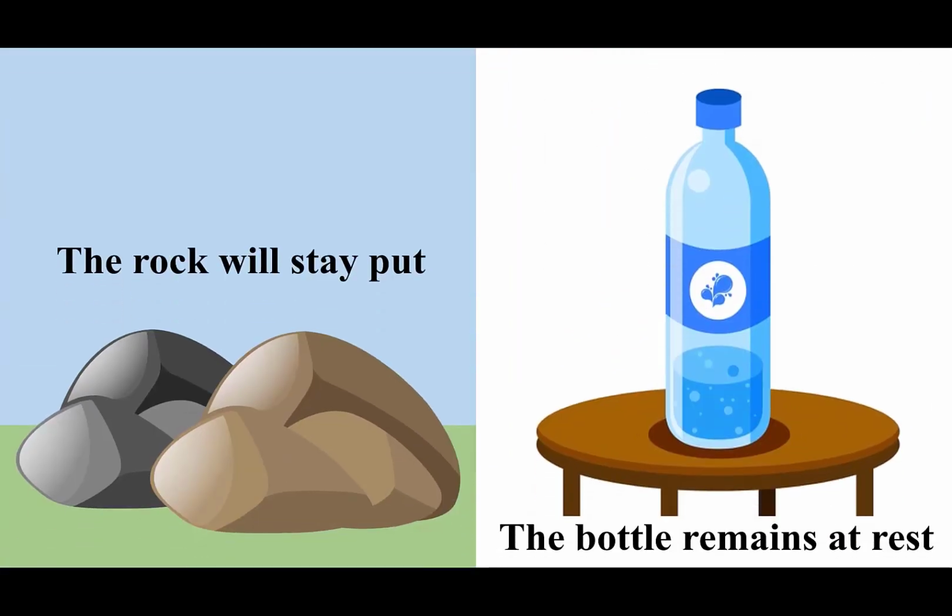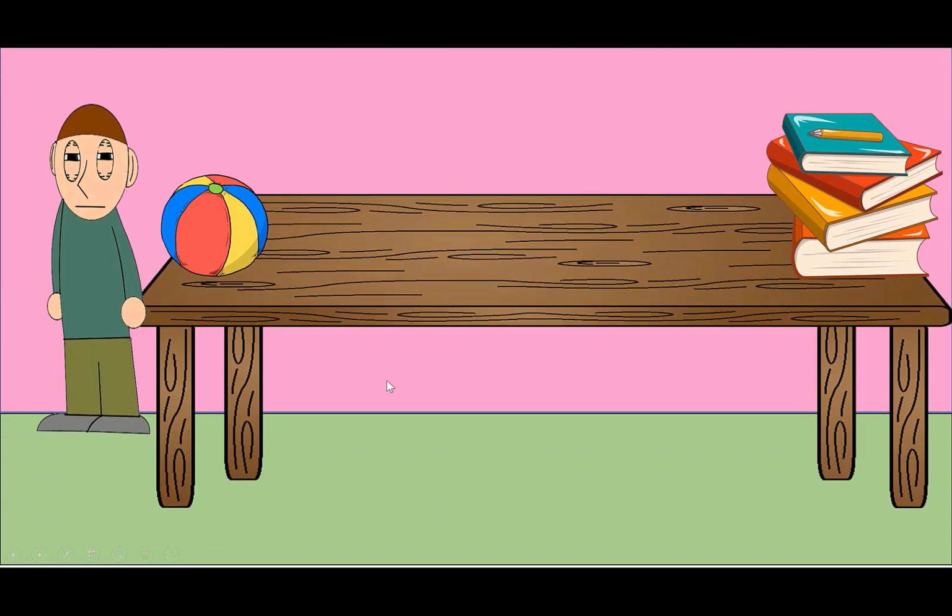Let's look at some examples. I said that before, an object that is at rest will remain at rest, say the rock will stay put and the water bottle remains at rest on the table, if we don't apply any external force on these objects. Take another example: we can see on the table there is a ball sitting on the table. If it is not moving, it will stay at the same position.